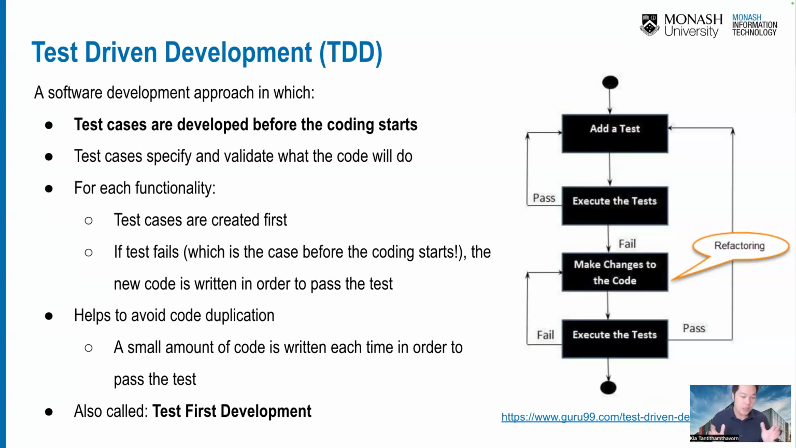You know why? Because when we elicit the requirements, before you write the code, you need to write the test case first. And what happens is that you need to deeply understand the requirement, so you can develop the test case correctly.